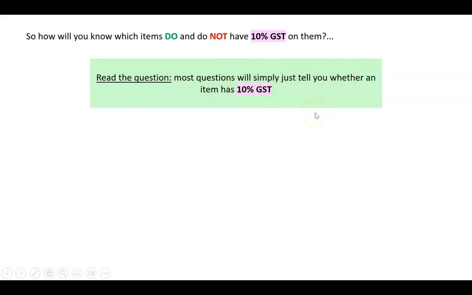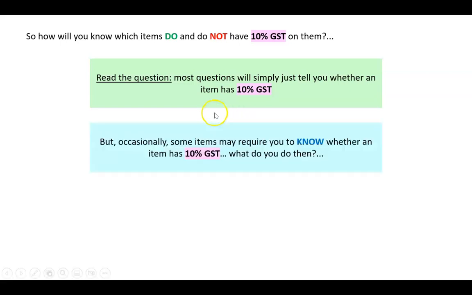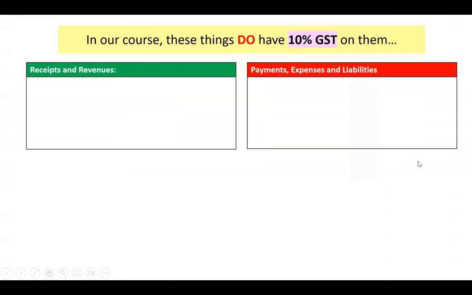It will say this item did have GST, or it will say plus GST, or it will give an amount that says including GST, that sort of thing. However, there will occasionally be some questions which require you to know whether an item has 10% GST. What do you do then? Well, we're going to take a note here. We're going to go to our notes and say in our course, these are the things that do have GST, and it's a pretty comprehensive list.